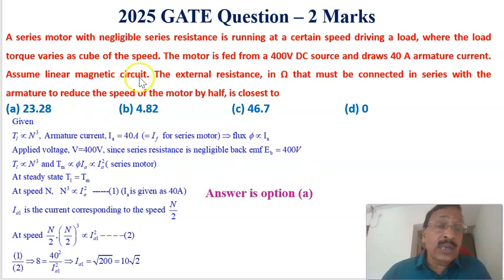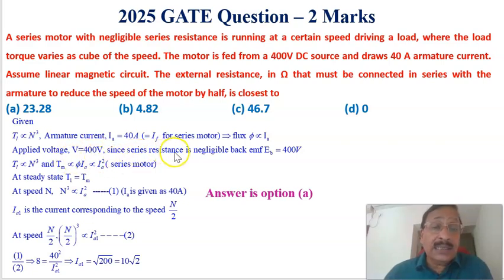Now coming to this problem, what is given is that load torque is proportional to the cube of the speed. TL is proportional to N cube. And armature current is given as 40 amperes. In a series motor, as you know, since the field is in series with the armature, the field current is also the same as the armature current. Therefore, the flux is proportional to Ia, since the field winding is in series with the armature. Then the applied voltage is 400 volts DC.